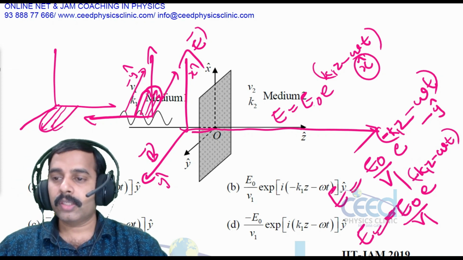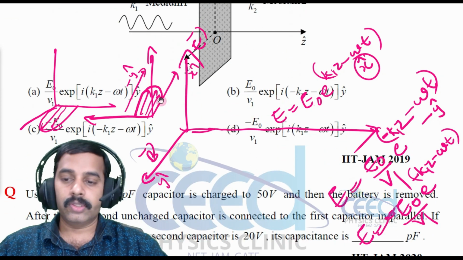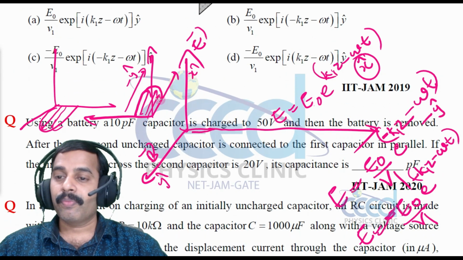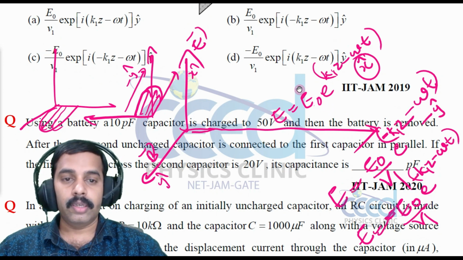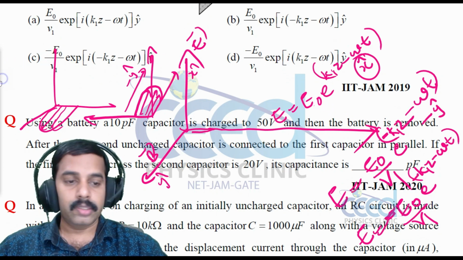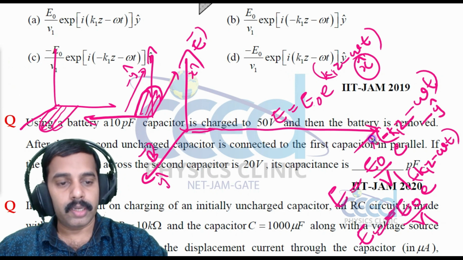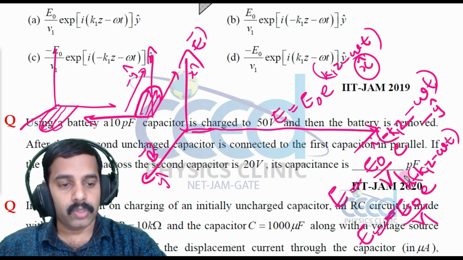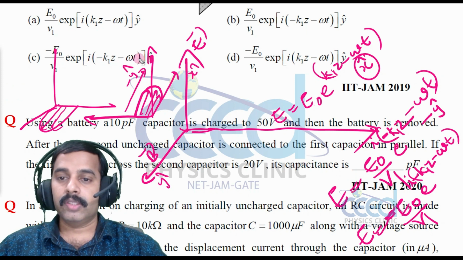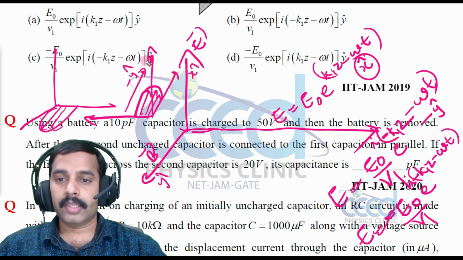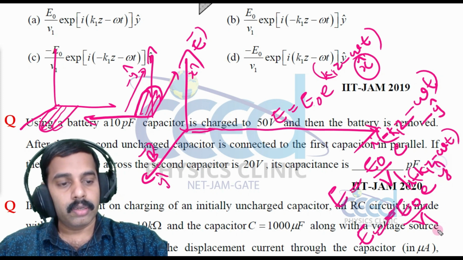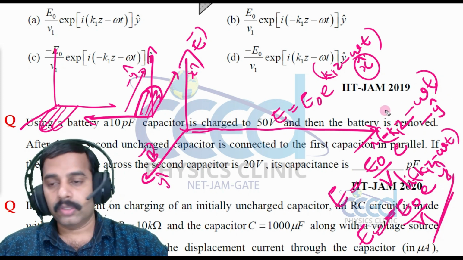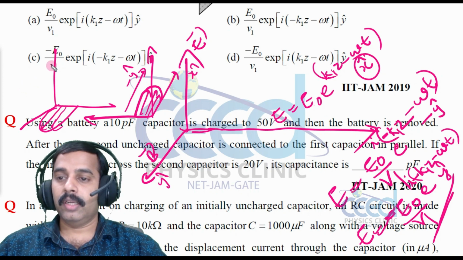So which one is the option? The option is minus E0 by V1 e raised to i, right, we have an i out. I forgot to put the complex notation. Minus K1 z minus omega t. Right, the direction is minus y cap, right? So here we have a y cap. All right, so look into this. So the option is C, right?